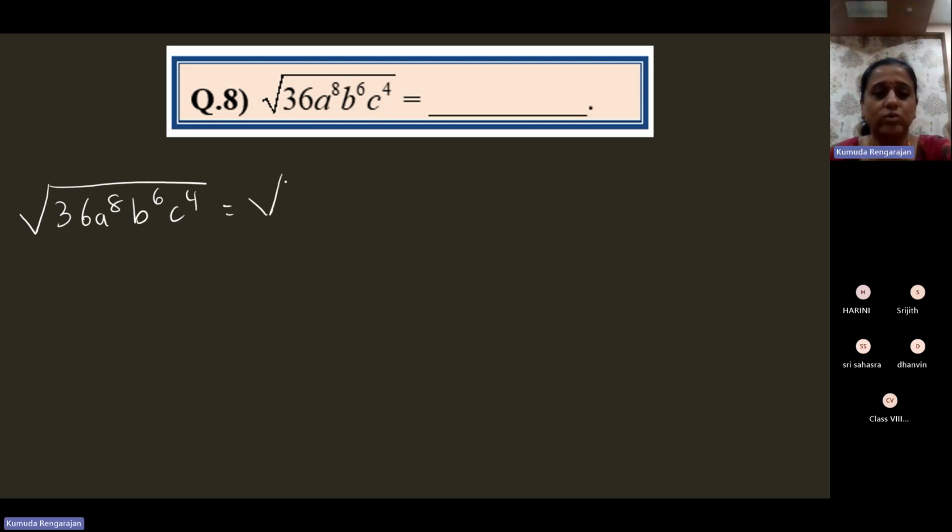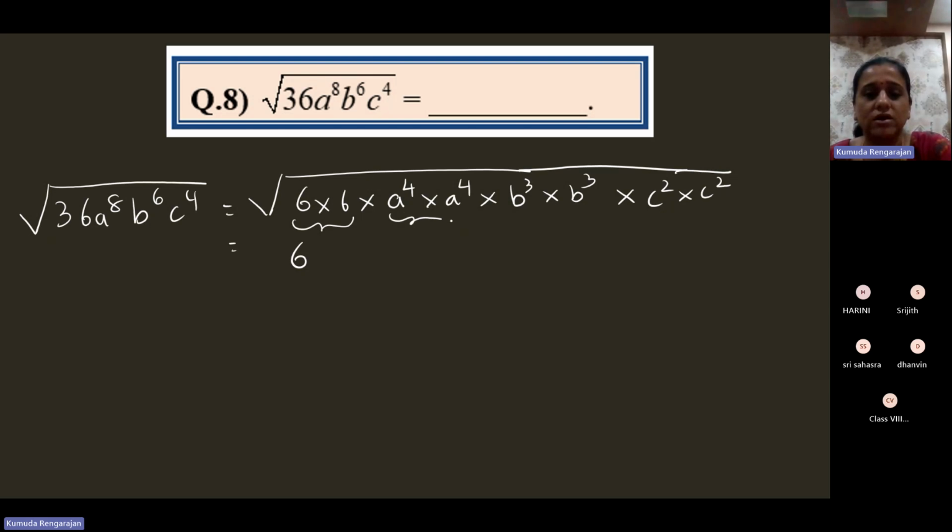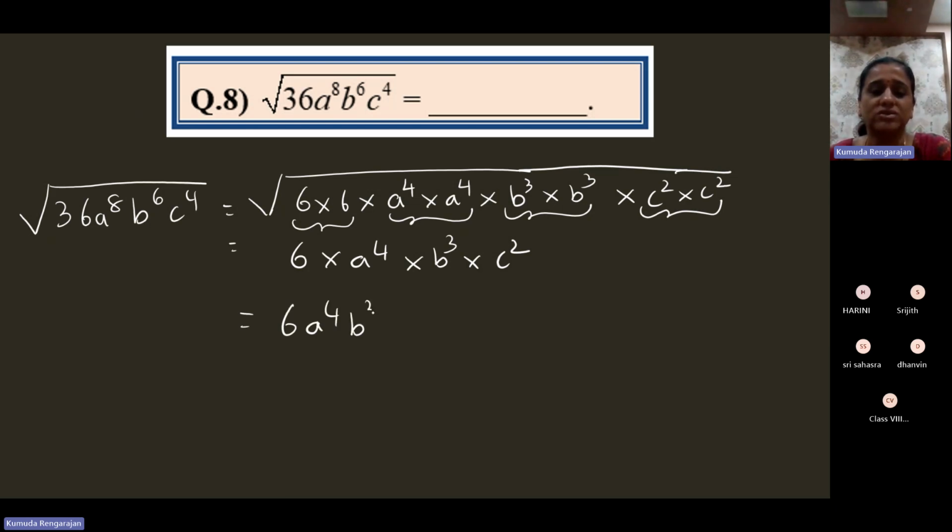Okay, so this is equal to square root of 36 can be written as 6 into 6. A to the power 8 can be written as A to the power 4 into A to the power 4. B to the power 6 can be written as B cubed into B cubed. And C to the power 4 can be written as C squared into C squared. So now from 2 6's, 1 6 out. We have 2 A to the power 4 under the square root. So one of that will come out. From these two B cubes, 1 B cubed out. From these two C squares, 1 C square out. So the answer is 6 A to the power 4 B cubed C squared.